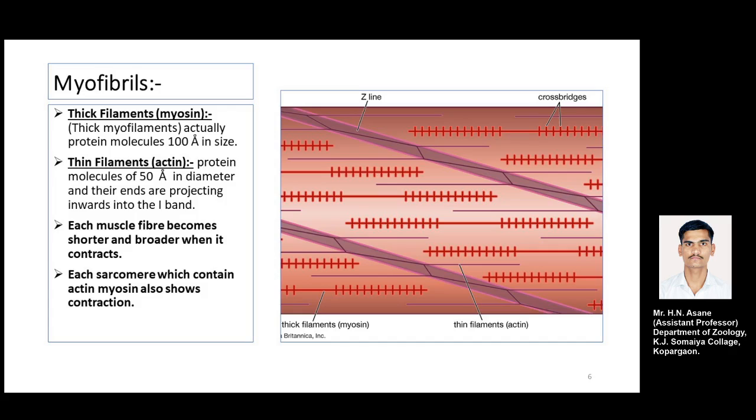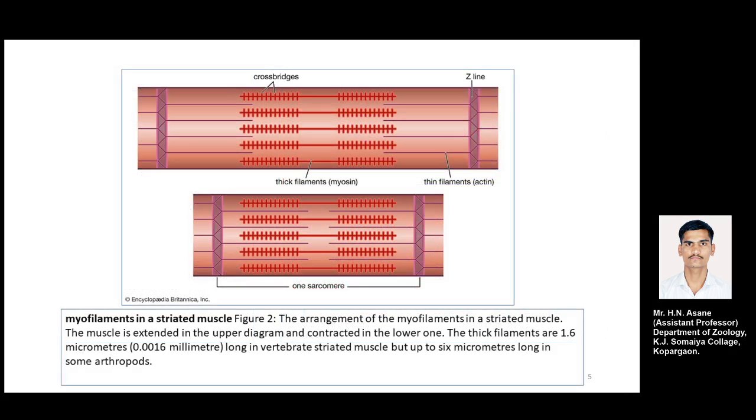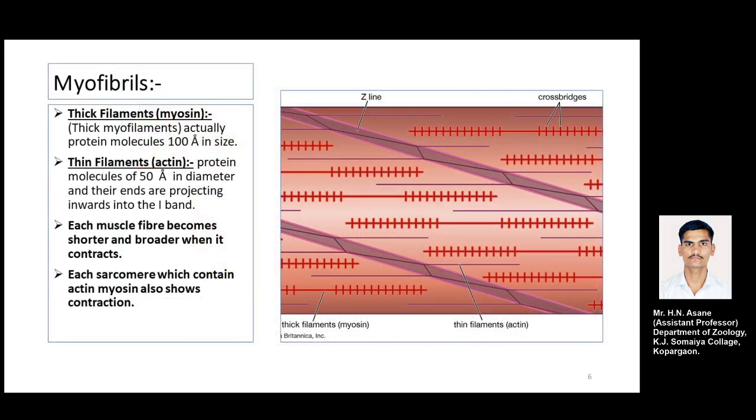As you can see in the picture, each muscle fiber becomes shorter and broader when it contracts. Each muscle fiber gets shortened in the contracted state, and when each muscle fiber is relaxed, the distance between them is enlarged. So each sarcomere, which contains actin and myosin, also shows contraction.